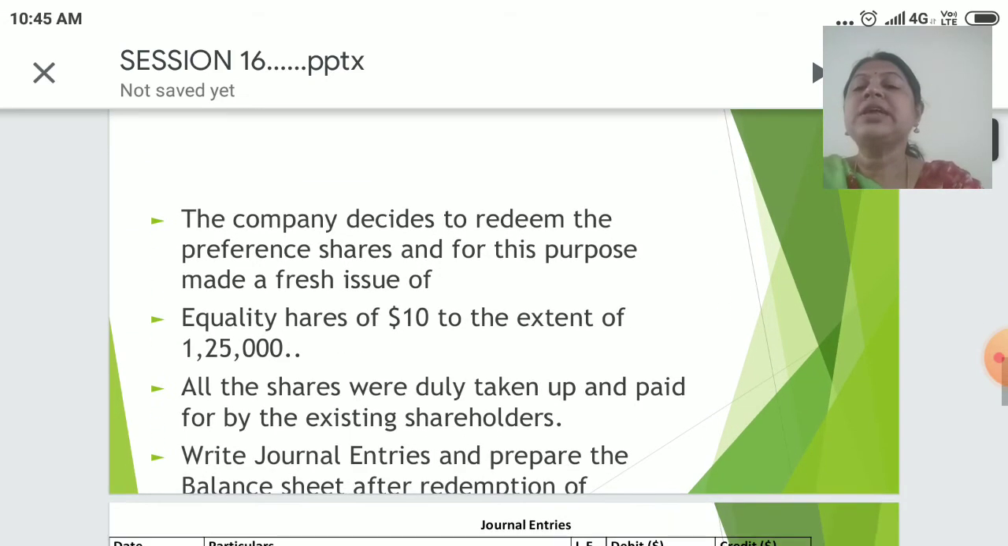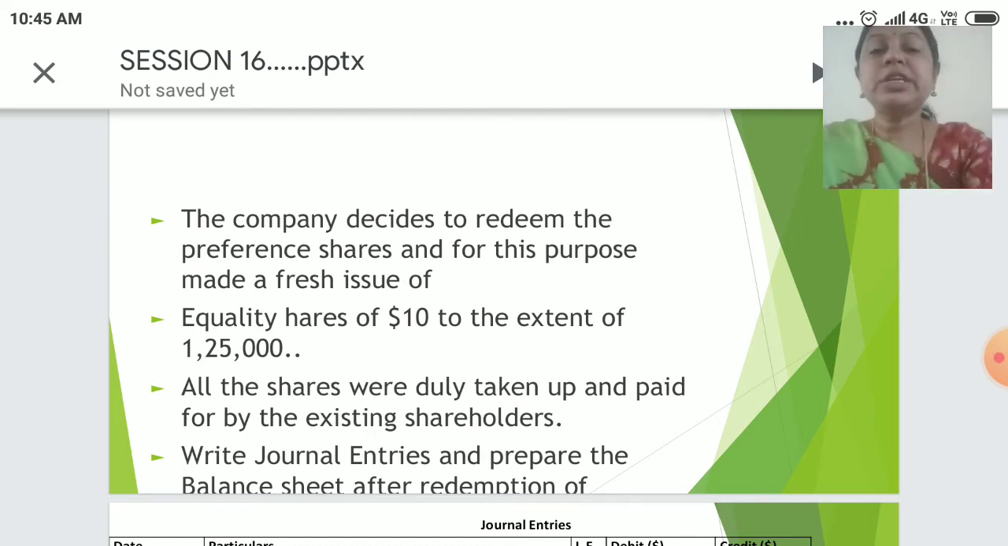Now we'll see the company decides to redeem the preference shares, and for this purpose made a fresh issue of equity shares at the rate of 10 to the extent of 1,25,000 rupees. All the shares were duly taken up and paid for by the existing shareholders. And then we have to write journal entries and prepare the balance sheet after redemption.